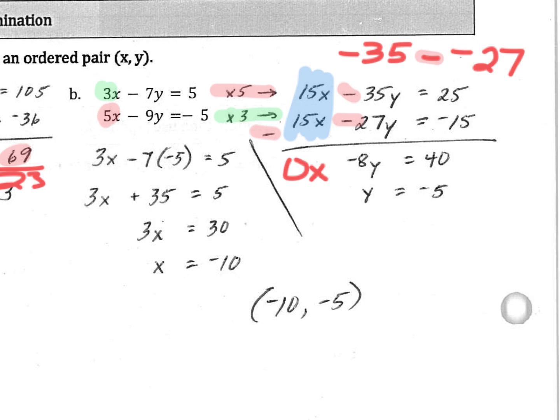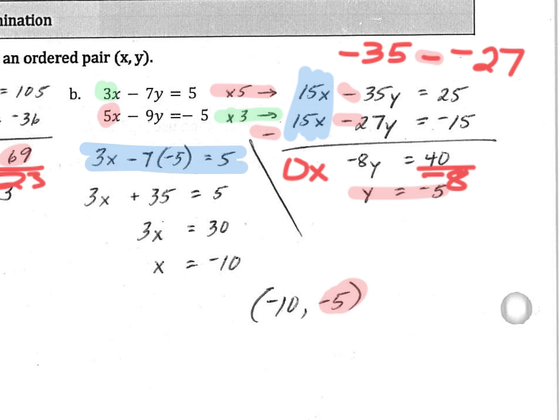Now we divide by negative 8. So we get negative 5. So our y number is negative 5. We're not done yet. That's only part of our answer down here. We have to go back up and plug it into the first equation.